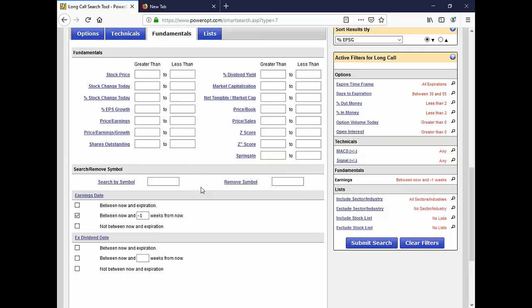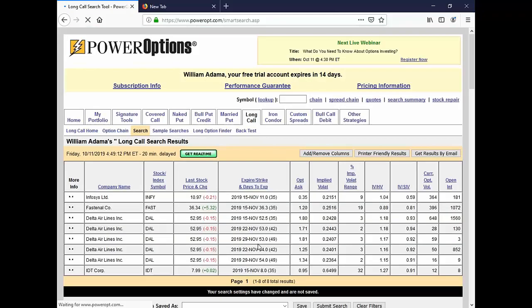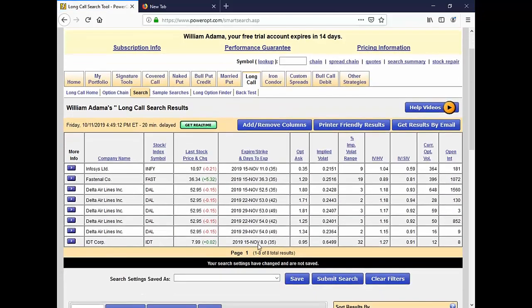Okay, and don't need to worry about avoiding index or ETFs. This might show up as no results. I don't know if the system can. Oh, it does. Okay. So we've got Delta Airlines earnings recently. We've got IDT, Fastenal, and Infosys.